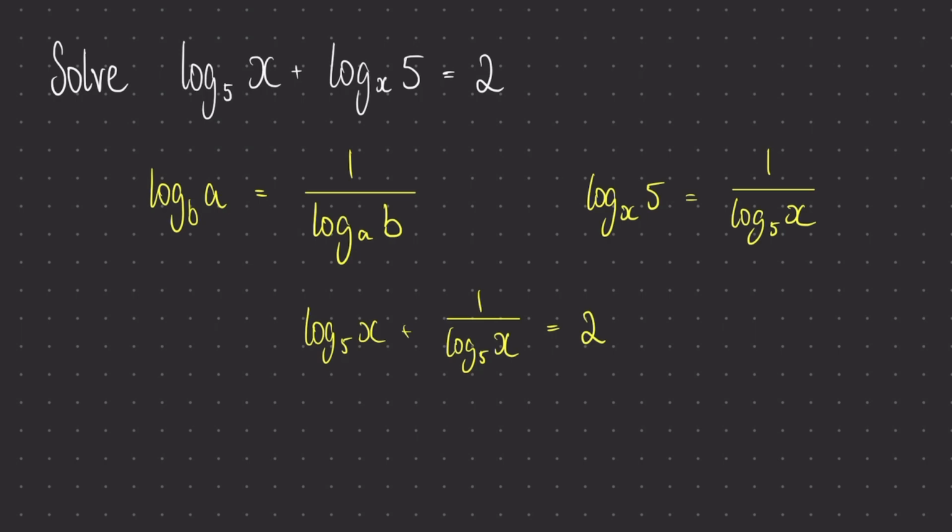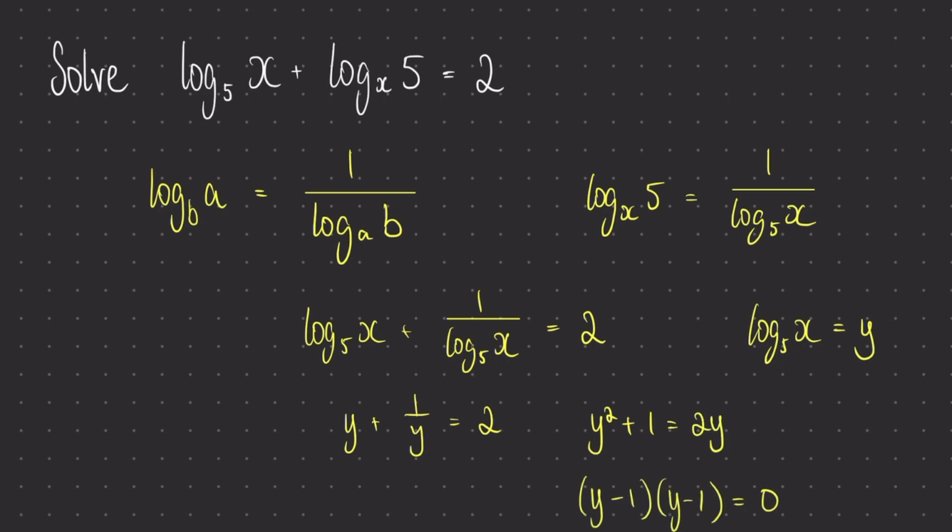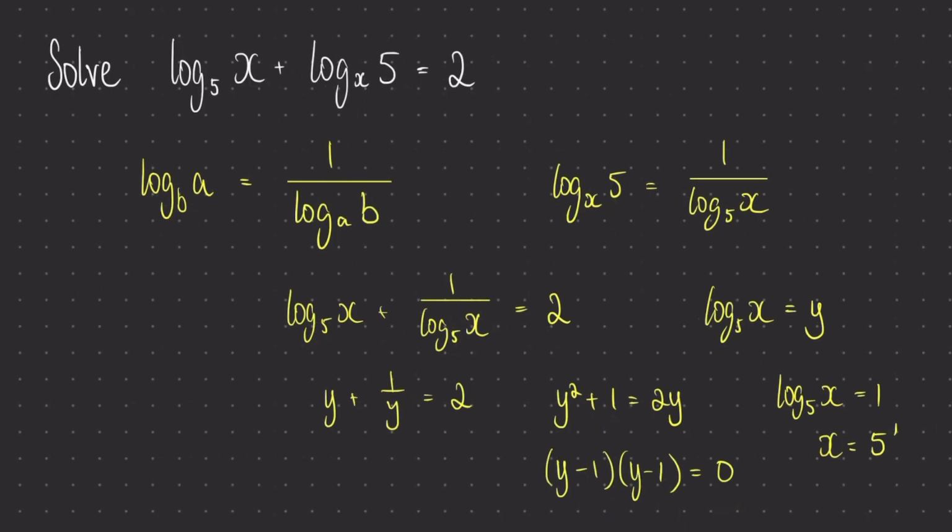What I'm going to do now is a quick substitution with log to the base 5 of x equal to y. So I have y plus 1 over y equals 2, timesing both sides by y. Now I can solve this quadratic. I find that y is equal to 1, therefore log to the base 5 of x is also equal to 1. Now I can take both sides, place 5 as the base, so x equals 5 to the power of 1, which is just 5.